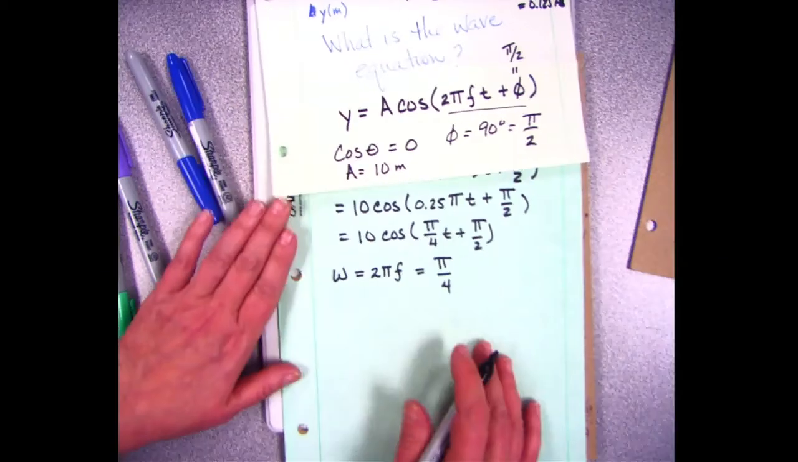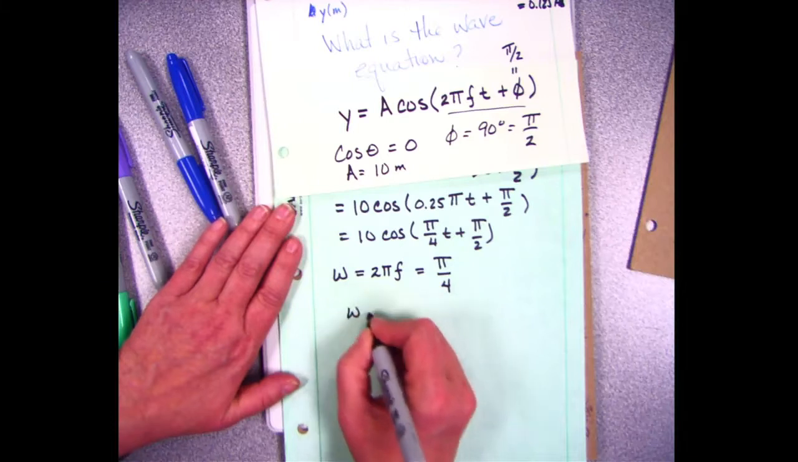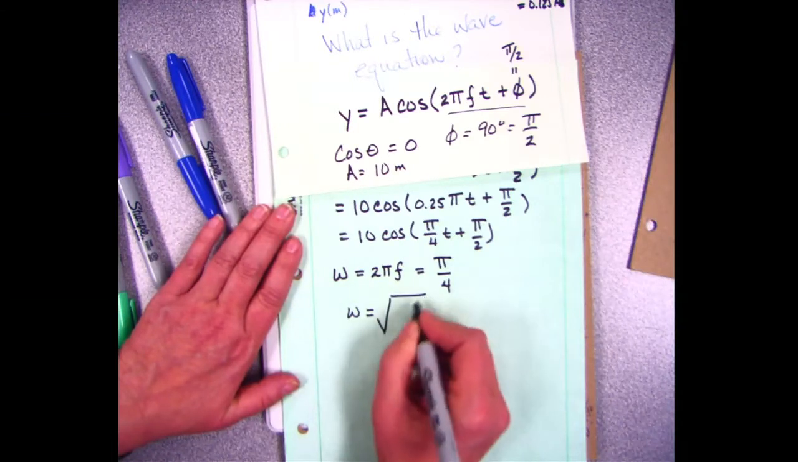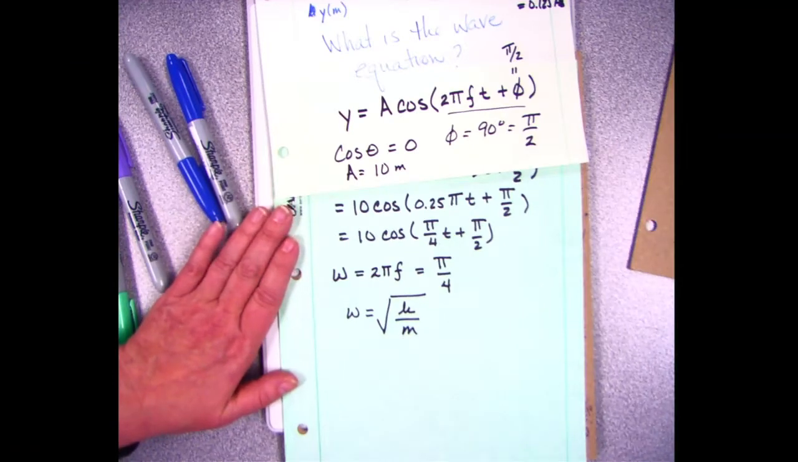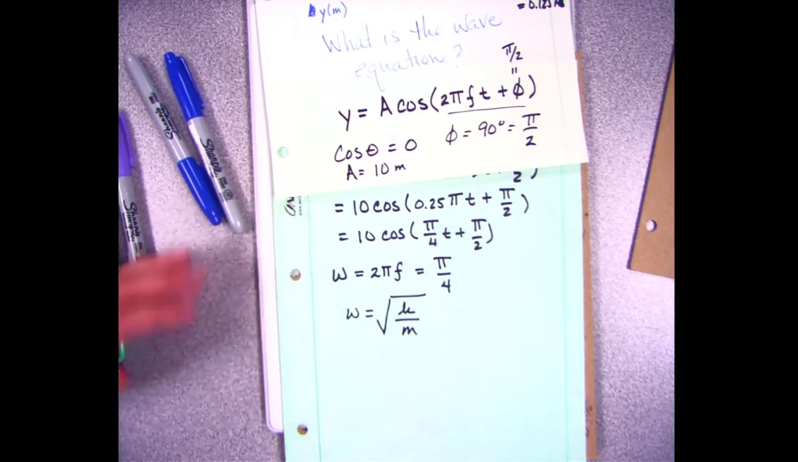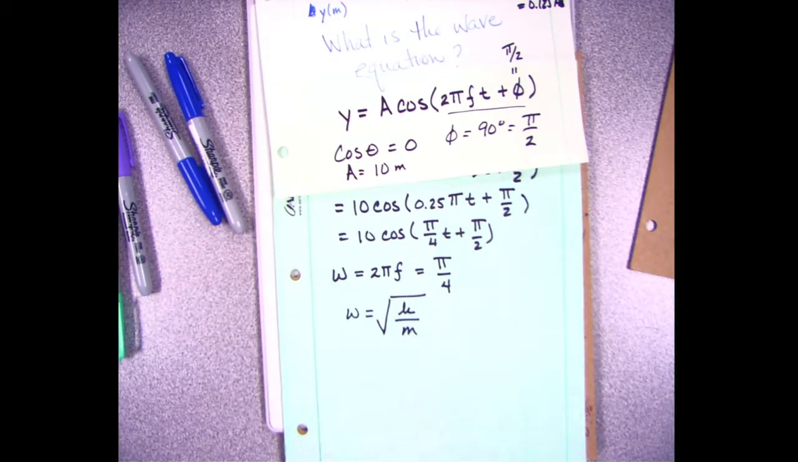And remember that my omega is also equal to the square root of my spring constant divided by the mass. So I can get a whole bunch of different pieces of information right out of that wave equation. I can play with that and get a lot of information out of it. So just getting you back on track as to where we are.